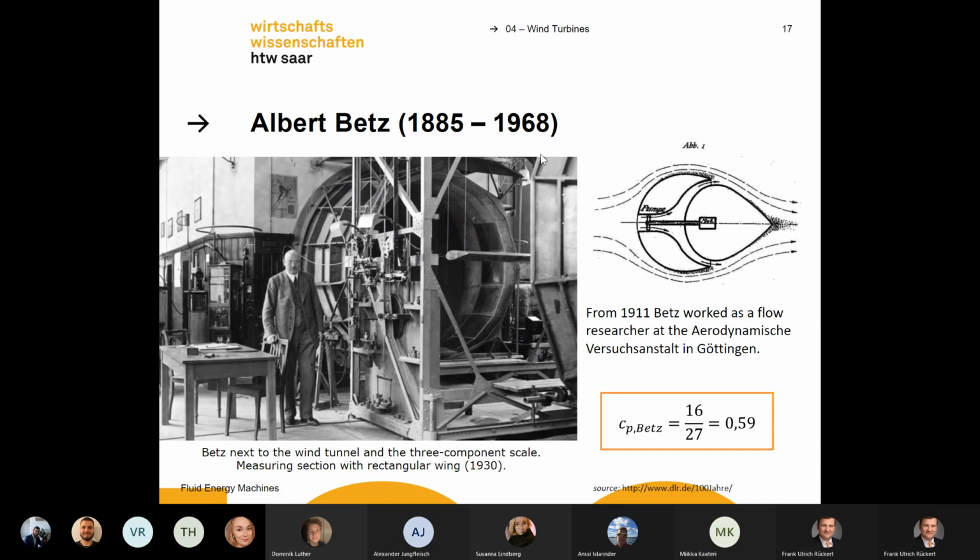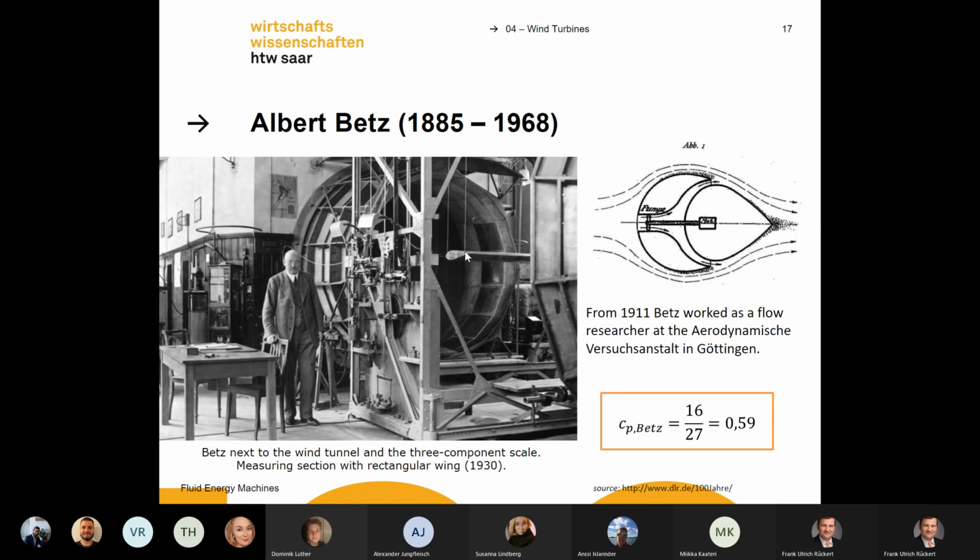He died in 1968, and he worked on much theory and on the background of windmilling. He also published a lot on windmilling, and here you can see him in front of his wind tunnel. He also gained a lot of experience in wind energy.